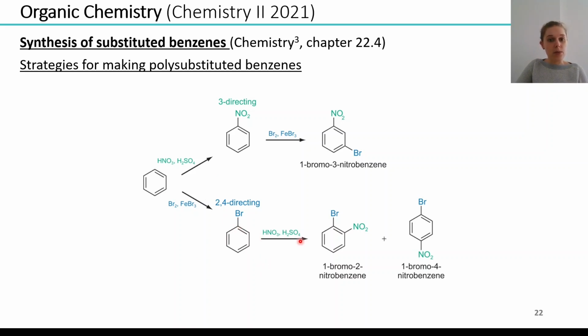Conversely, if bromide is introduced first, then we have a 2,4 directing substituent, and hence in the following nitration, the nitro group will end up in position 2 and 4 on the ring. Accordingly, it is not possible to synthesize 1-bromo-3-nitrobenzene if we start with the bromination first. Now also important, what happens if 2 substituents direct the electrophile to different positions on the ring? Then the more powerful activating group on the ring will control the position of the electrophile.